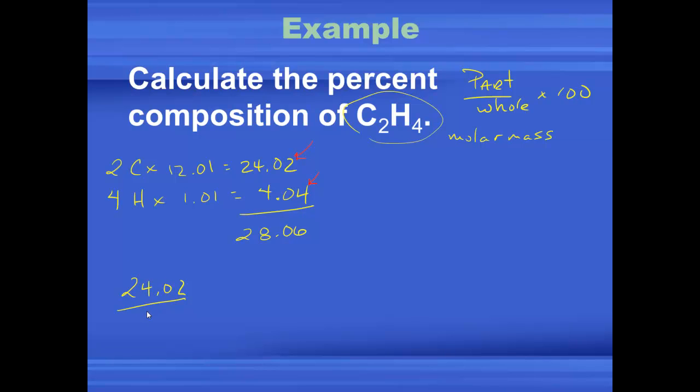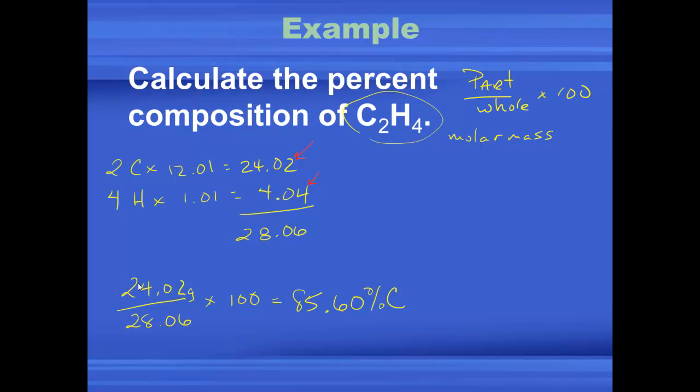24.02, that's my part, and that's grams, divided by the whole thing, 28.06. Again, my molar mass times 100. Use your calculator to solve. 24.02 divided by 28.06 times 100. Okay, and what I get is 85.60. Okay, and that's percent carbon, because that's what I was looking for in this first one.